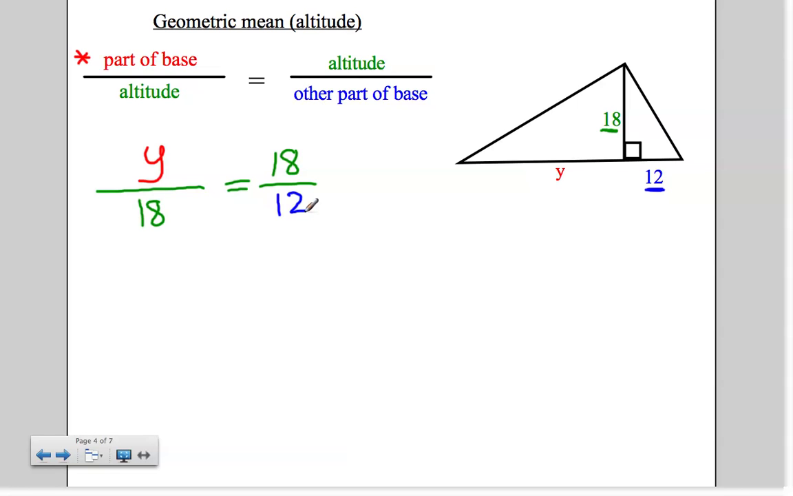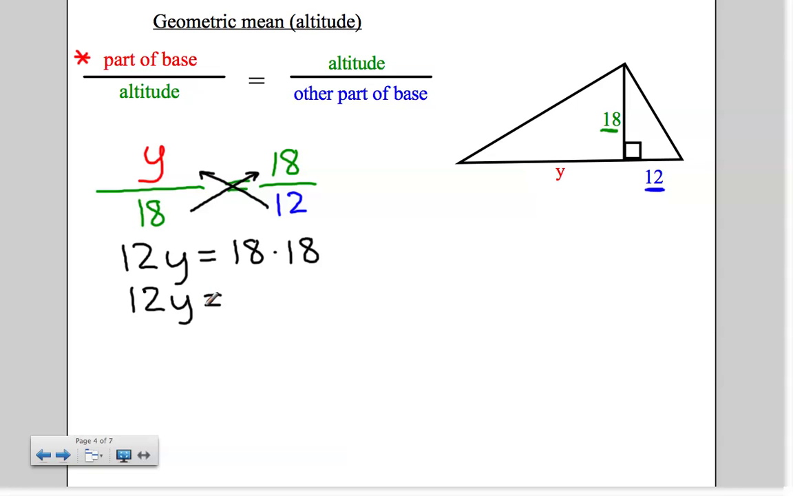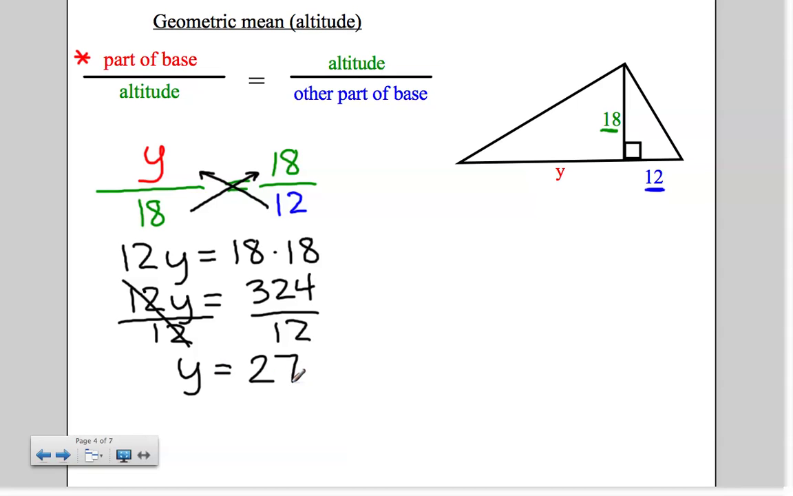To solve for this, all I do is cross multiply. So 12 times Y is 12Y. And then I take 18 times 18. When I simplify that, I have 12Y equals 324. And to solve for Y, I need to divide by 12. Dividing by 12 cancels these out because 12 divided by 12 is 1, leaving me with just Y. 324 divided by 12 is equal to 27. So Y is 27.